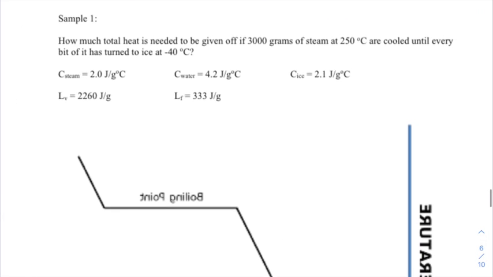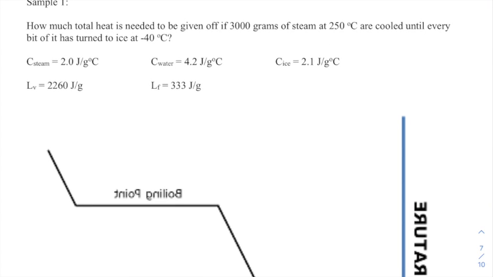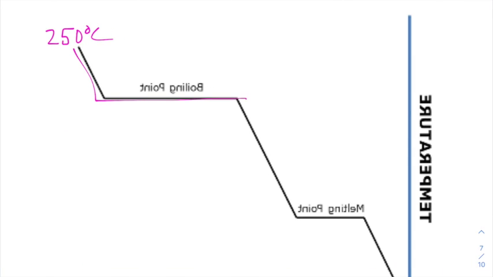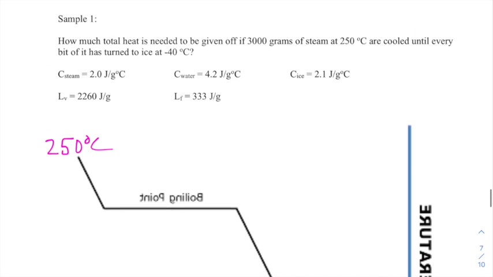So sample 1 says, how much total heat is needed to be given off if 3,000 grams of steam at 250 degrees Celsius are cooled until every bit of it is turned into ice at negative 40 degrees Celsius? Wow, okay, so this is going to be significant. Let's do some labeling here first. First of all, I'm starting up here at 250 degrees Celsius. Then I'm going to go down, over, and down, technically speaking.